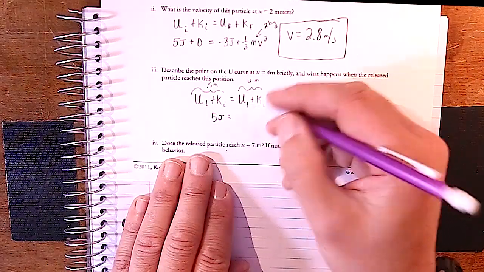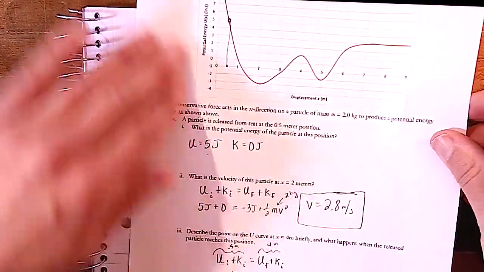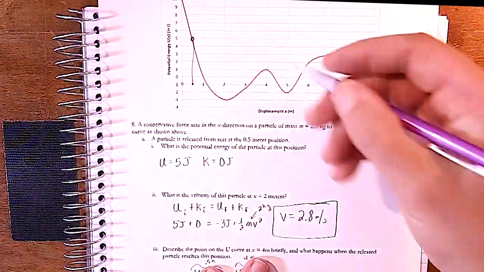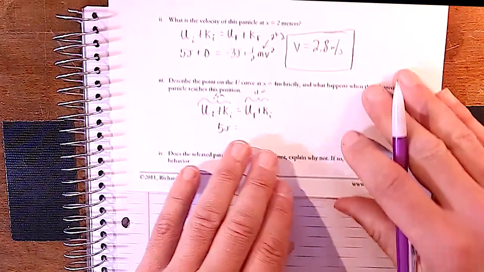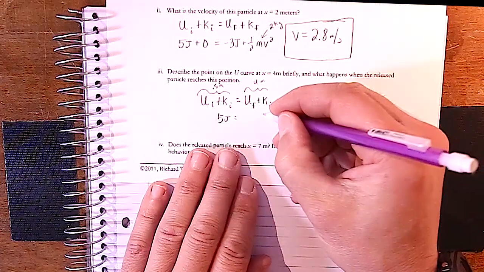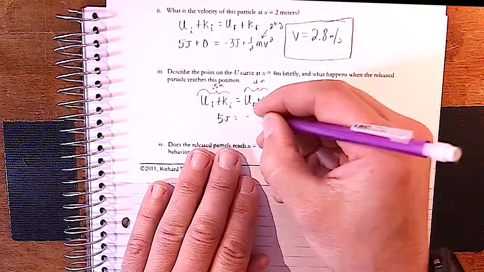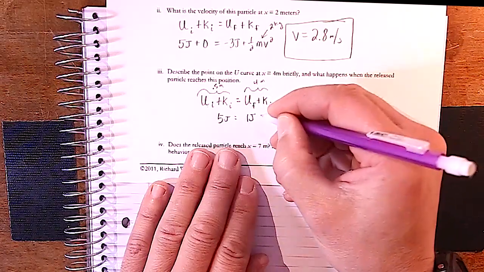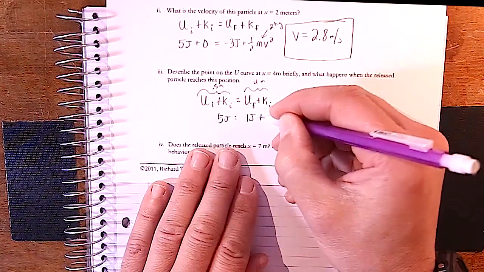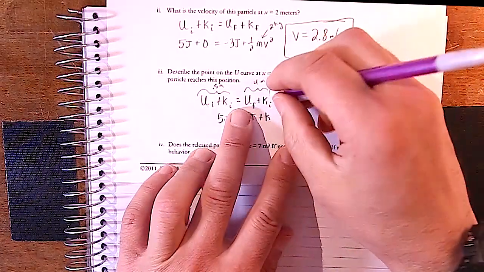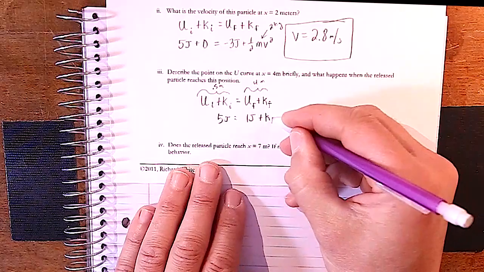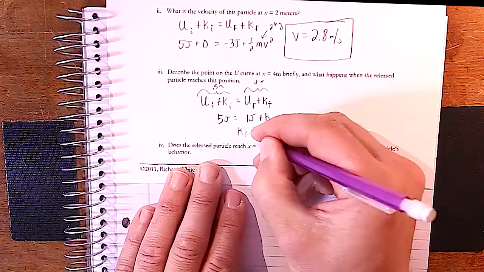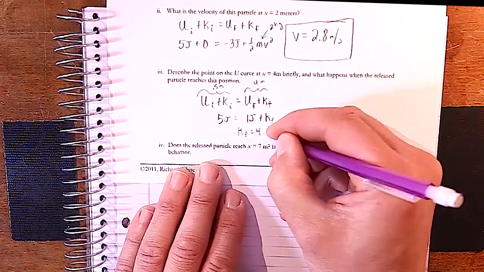What's the U final at 4 meters? Well, we need to look at our graph. At 4 meters, it is 1 joule. So we can come down here and say that that is 1 joule. So what is the K final? That should have been a final. So what's K final? K final then must be 4 joules.